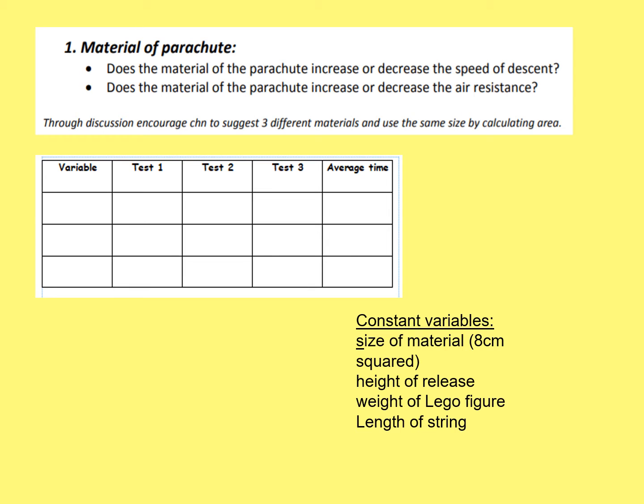Okay, so I have decided to test the material of the parachute. So my inquiry question is, does the material of the parachute increase or decrease the speed of the descent? We're not looking at this air resistance one here. So for example, I might start with some paper to make my, I'm just going to put a P there because it's difficult to write with the pen. I'm going to use paper. I might use some tissue.